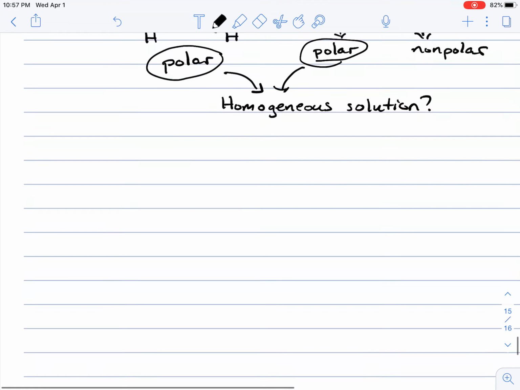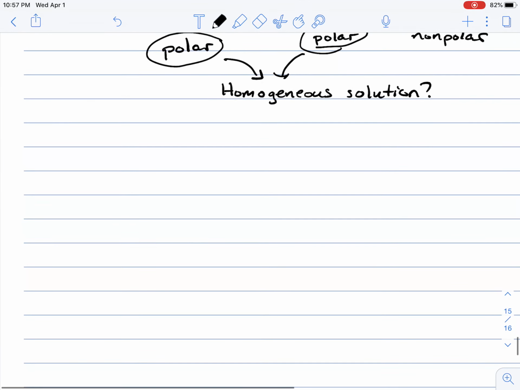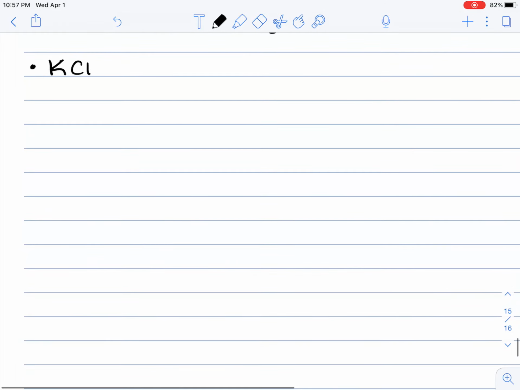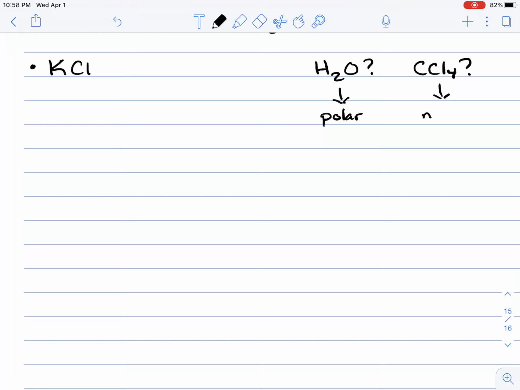All right. And so let's go ahead and go through another example. Let's put in KCl. So KCl is potassium chloride, and we're still going to answer the same question. Which solvent will KCl be dissolved in, either H2O or CCl4? Okay. So I'm just going to put that reminder that water is polar and CCl4 is nonpolar.